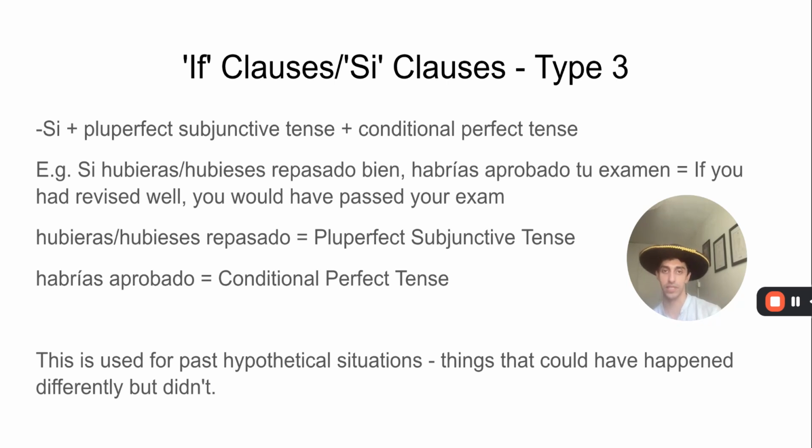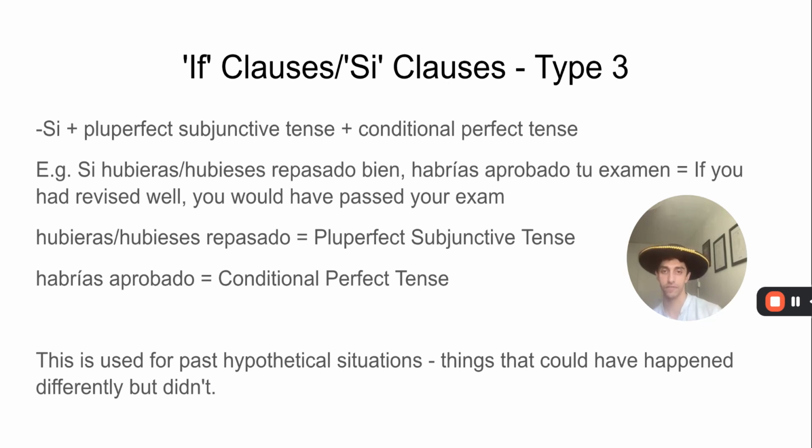But if you use this kind of sentence, if you had revised well, you would have passed your exam, that indicates that the person you're speaking to would have already failed their exam. You could not say this to somebody who is yet to take their exam or who has already passed their exam, for instance. That wouldn't make sense. And the first of these verbs, hubieras repasado or hubieses repasado, is in the pluperfect subjunctive tense. That is a tense in the subjunctive mood, of course, which is different to the indicative mood.